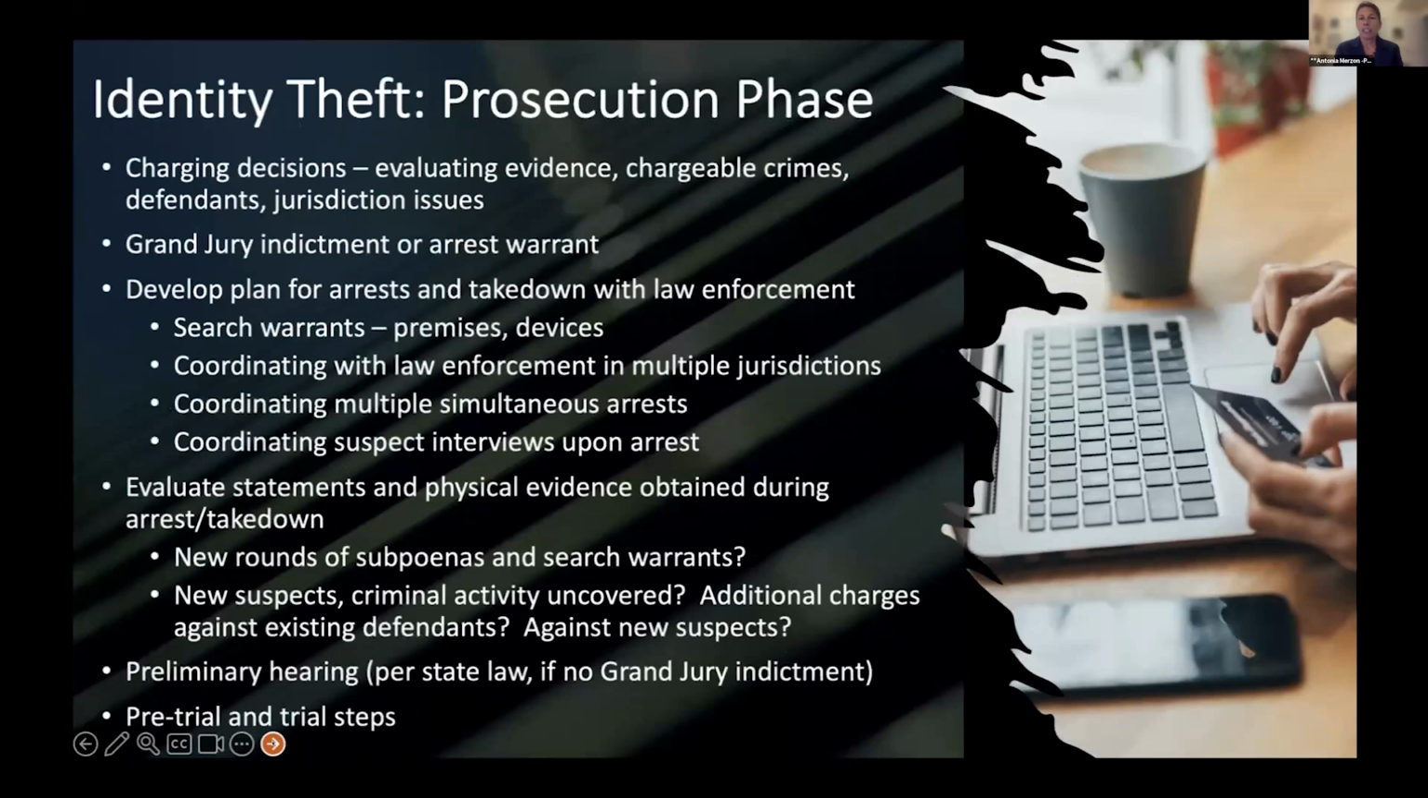Now you are in the prosecution phase of these cases and you're dealing with charging decisions, which can be quite complex. Who can be charged and with what based on this evidence? Are these crimes that can be charged in your jurisdiction? Because of the online nature of these cases, there's very often multiple jurisdictions involved, and it can be a thorny tangle to figure out not only whether you should be charging it or whether you legally can.